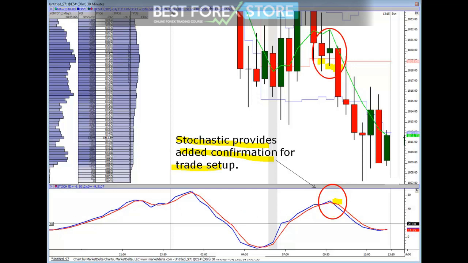And if you have the stochastic on your side, it'll help you. It'll help confirm for you the setup, and it increases the likelihood and the probability of success.